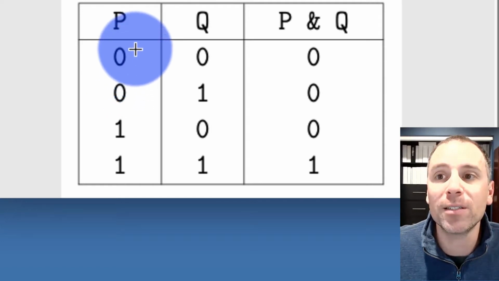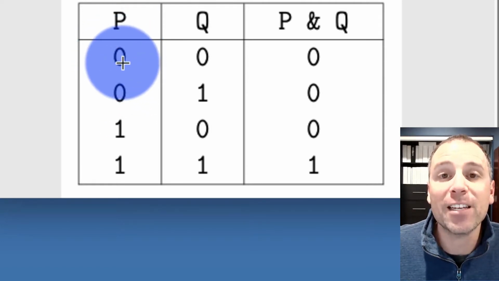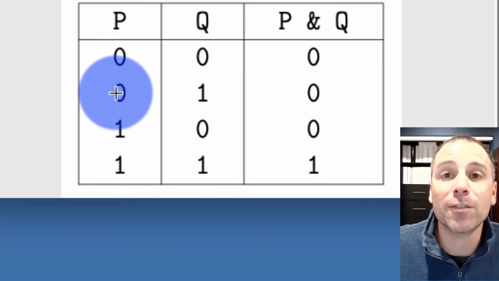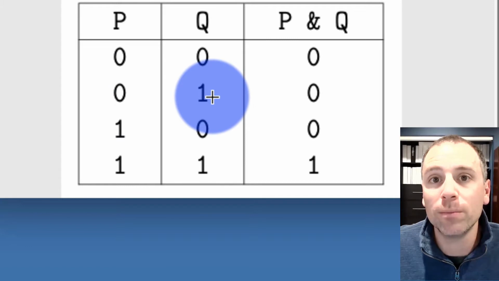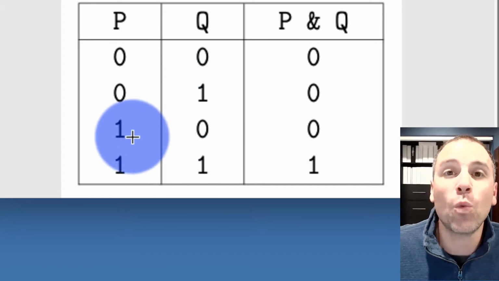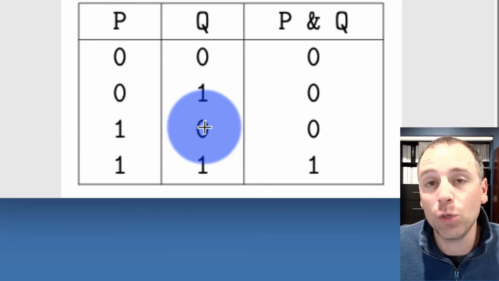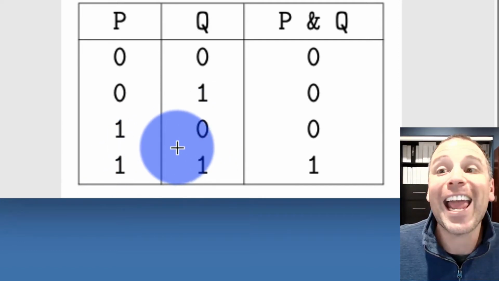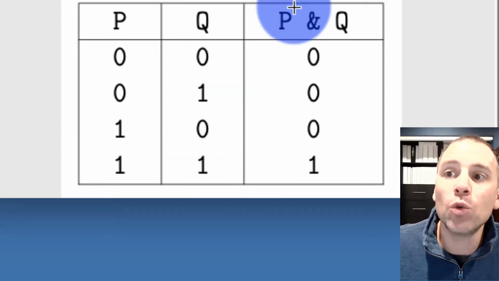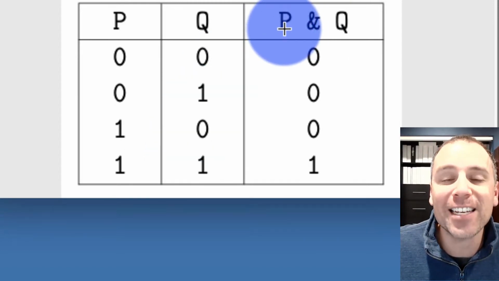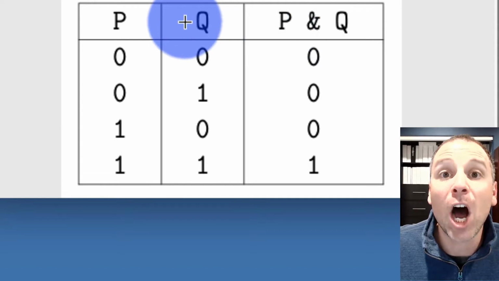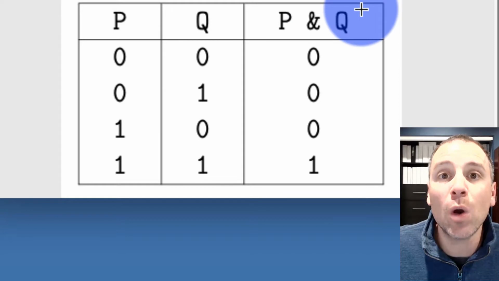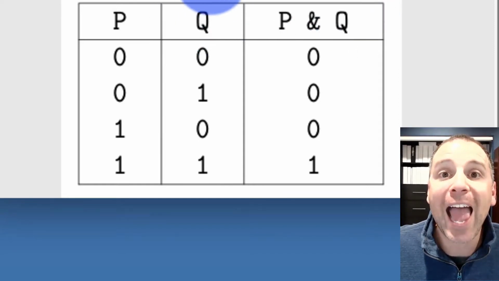total possibilities. We have the possibility that P is false and Q is false, or we have a possibility that P is false and Q is true. We also have a third possibility where P is true and Q is false. And then we have a fourth possibility where P is true and Q is true. What we're going to do with P and Q is test its truth value under all four conditions. Remember that P and Q is true exactly when both P and Q are true.